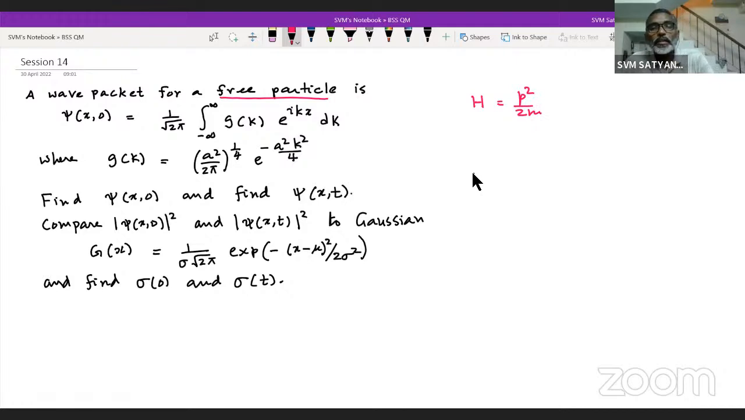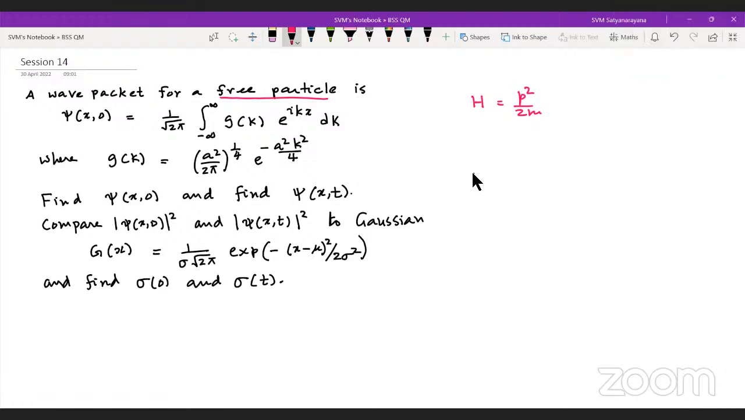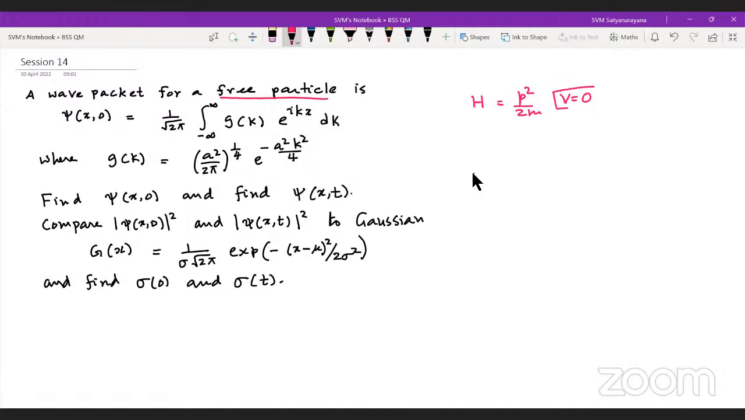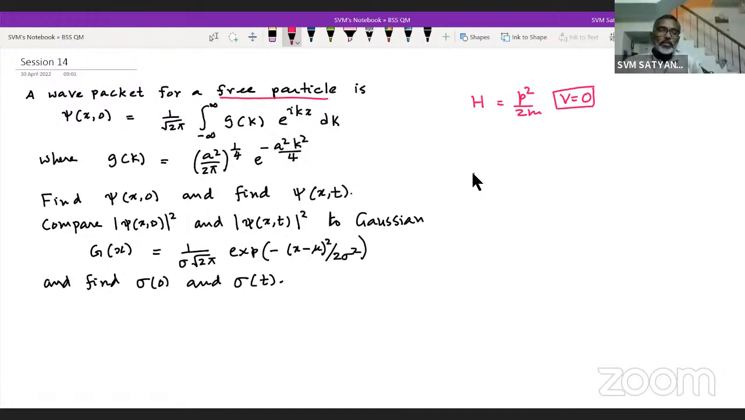And what else? What other information comes to your mind? Potential energy is 0. That is why we wrote down kinetic energy only as the Hamiltonian. Okay, what else? Do you know what is the wave function for this? What are the eigenstates of the Hamiltonian?